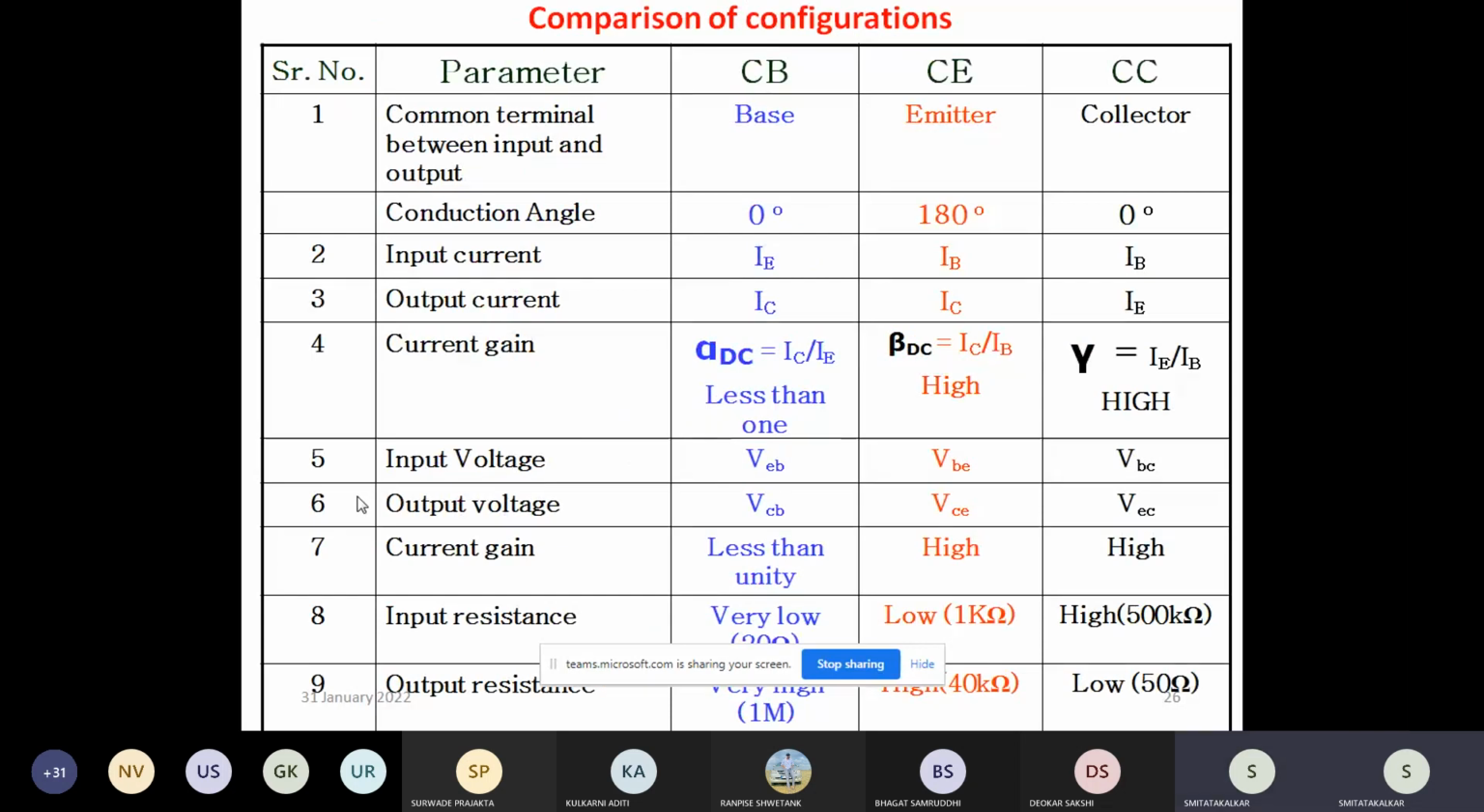the CB configuration, CC configuration, and the CE configuration. Of all three configurations, the CE amplifier, or the CE configuration, is the better configuration to amplify the signal. Why? The input voltage goes to forward bias, it is in the active region, the transistor is on, and the output side works in reverse bias, which is also the active region. That's why it has a low input resistance and a very high output resistance. That's why a CE amplifier is used.